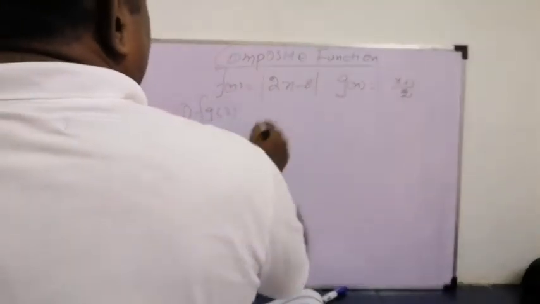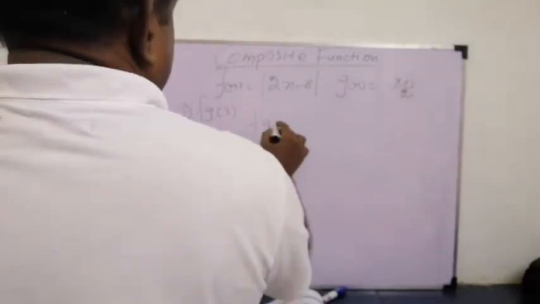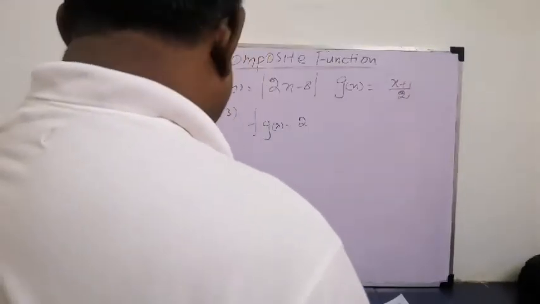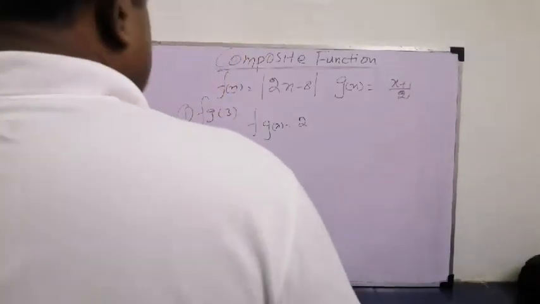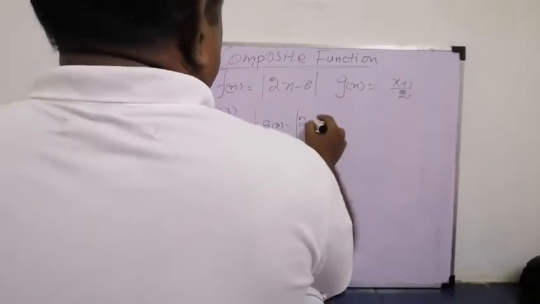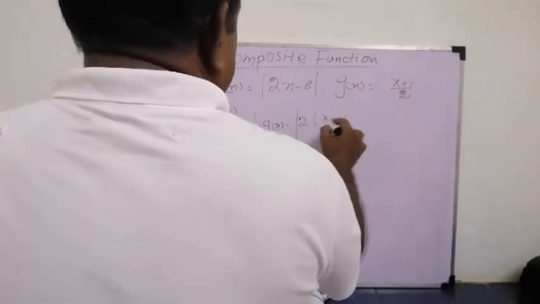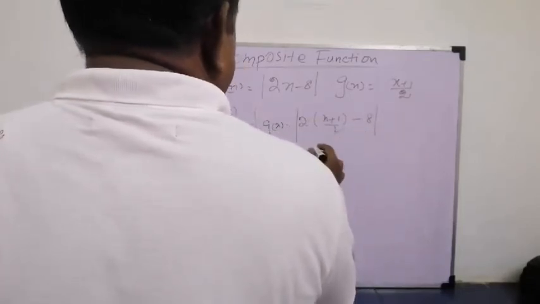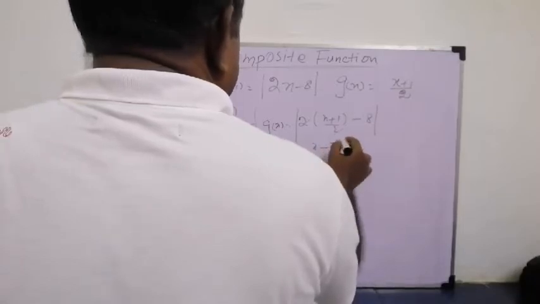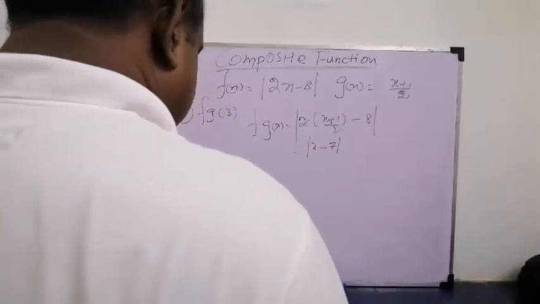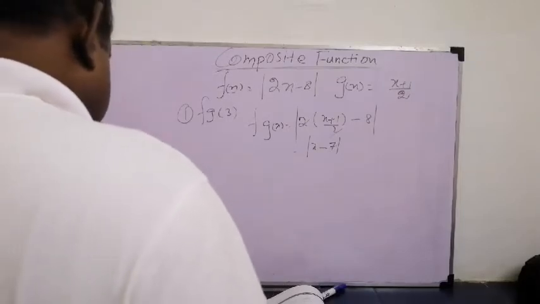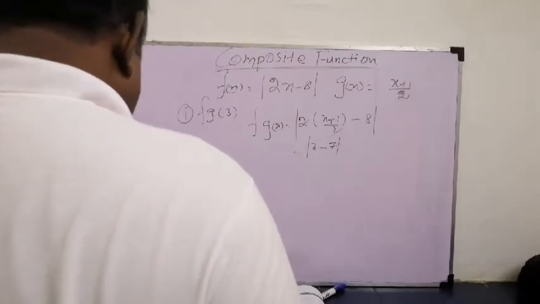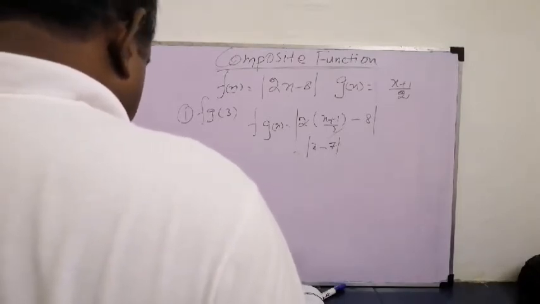So f(x), where you're going to substitute f into g into x. 2 into, you will find that 2 into mod of this then. For x, what you will do? The mod of x plus 1 over 2 minus 8. 2 and 2 cancel off. It's going to be the mod of x minus 7. So x minus 7 is going to be the mod value, like you get it.